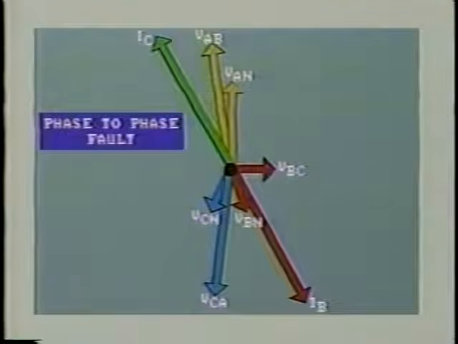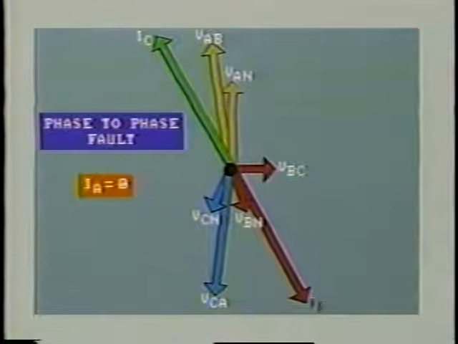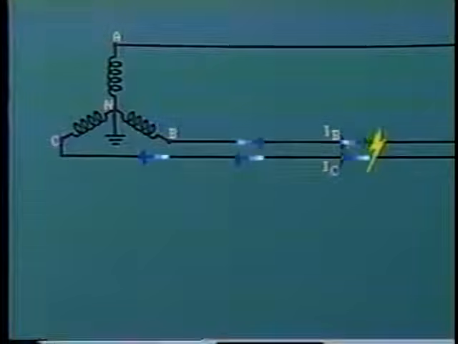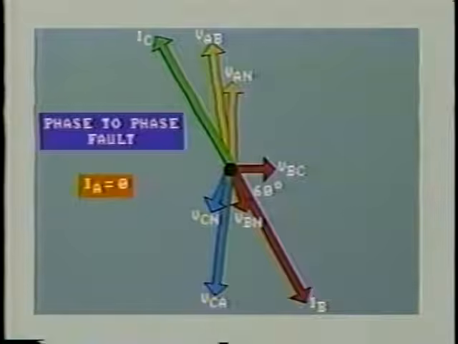As we are considering zero load, IA is 0. The current traveling through line B is feeding the fault, and this will lag by approximately 60 degrees on voltage BC. Once IB passes through the short circuit, it returns along line C. So current IC can be shown at the same magnitude, but 180 degrees apart from IB.